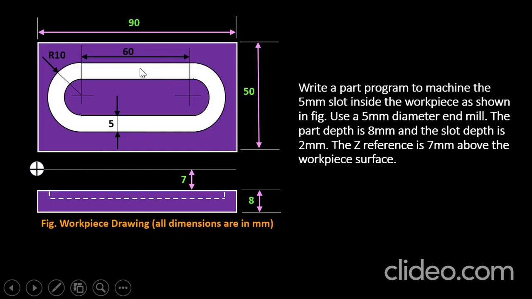So we need to machine a 5 mm slot using a 5 mm diameter end mill. The part depth, or the thickness of the plate, is 8 mm and the slot depth is 2 mm. We have also been given that the Z reference is 7 mm above the workpiece, meaning Z will be 0 over here.